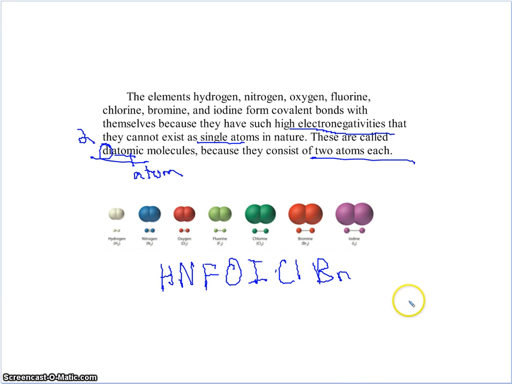Ta-da! Okay, again, not endorsing anything. Please respect the law. Please.